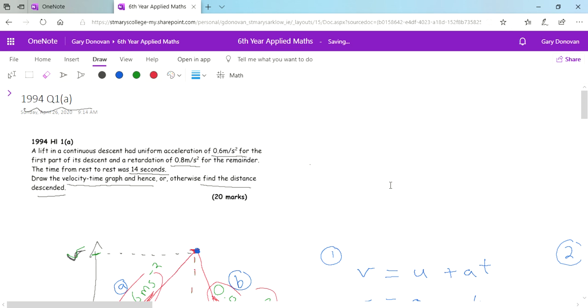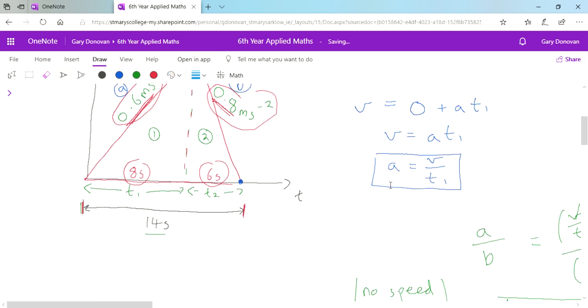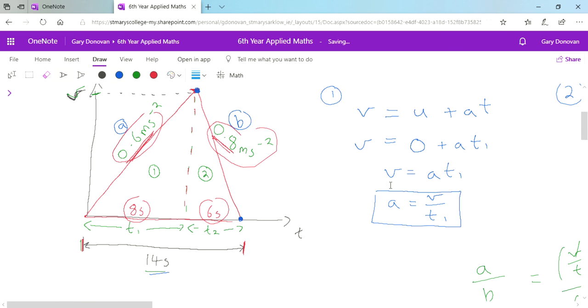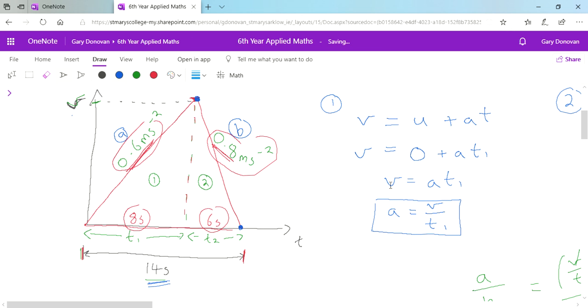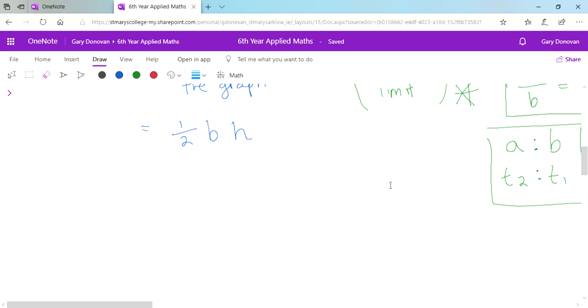So that's part 1 done, and a bit of theory on the graph. Now find the distance descended. You should know at this stage that distance travelled is equal to the area under the graph. We have a triangle shaped graph here, so that's going to be half the base times the height. The base we know is 14 seconds, the height is v, so we need to figure out what v is, and that's why we needed to figure out those times first.